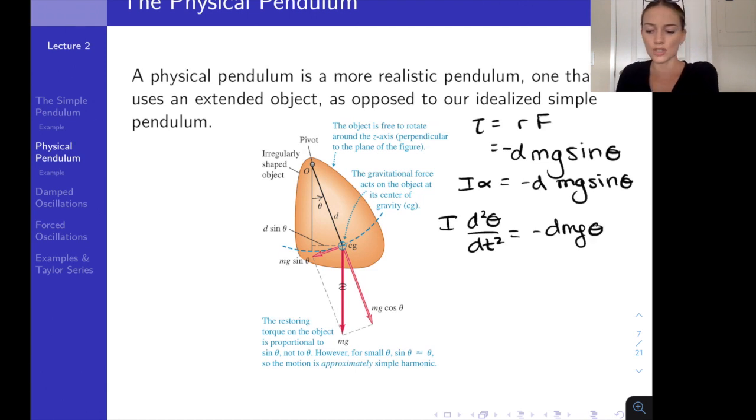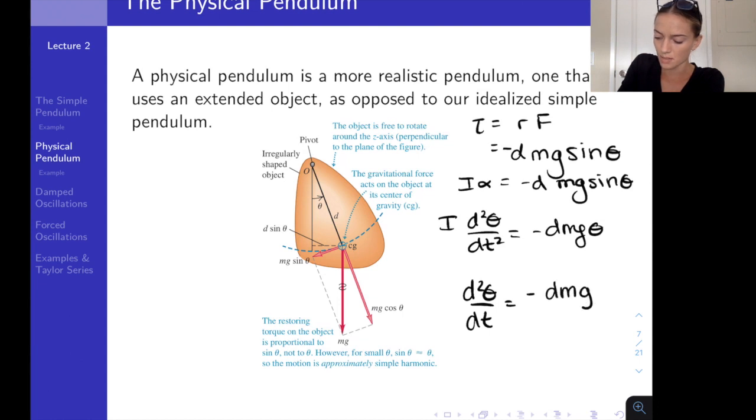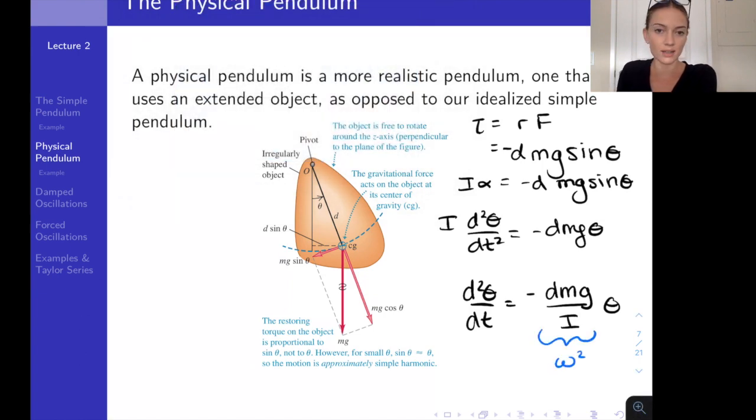And now here, since this is just some arbitrary extended object, we don't know I. So in the previous example, we knew what the moment of inertia was for our little bob at the end of the pendulum. Here we don't know, so we just have to keep it as I. So now we just have the double derivative of theta with respect to time equal to negative dmg over the moment of inertia, oops, no square root yet, times theta. And now we can equate this here with omega squared.